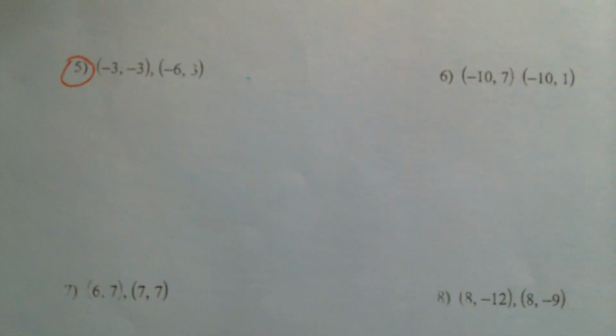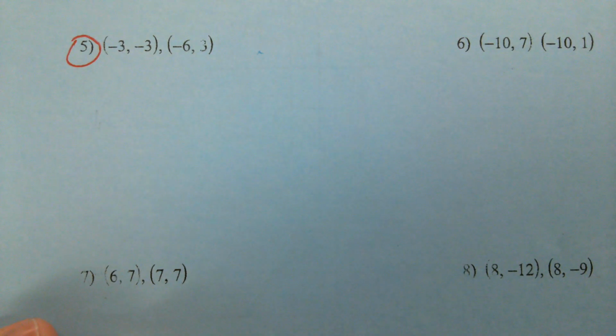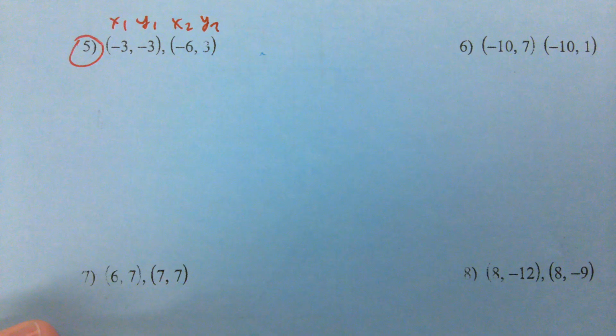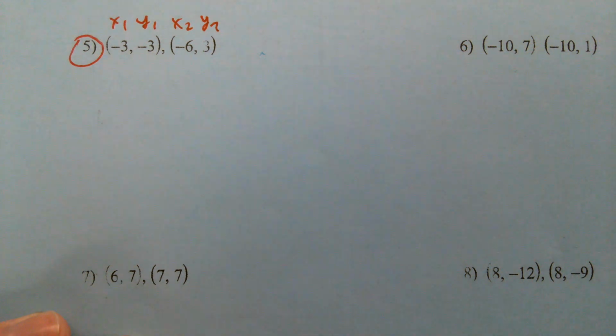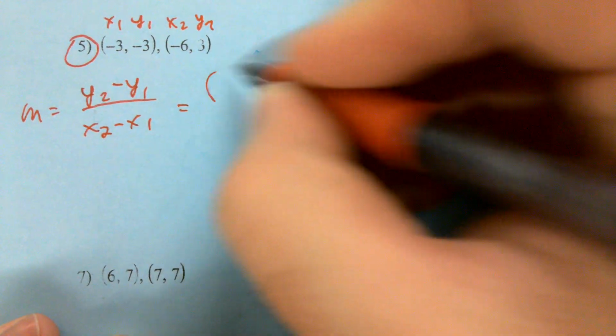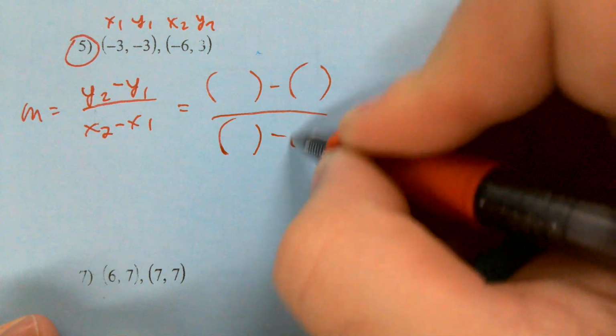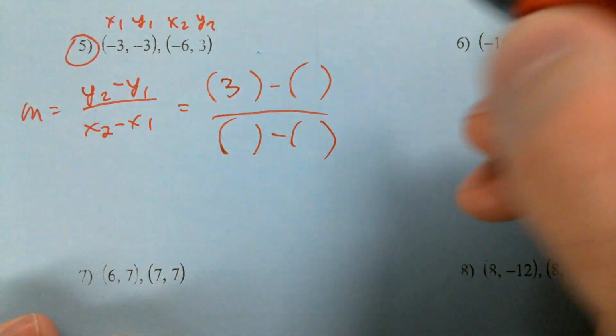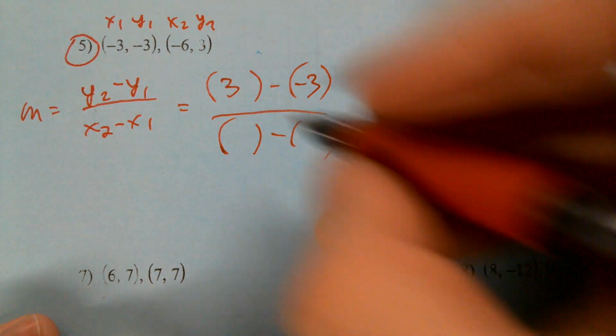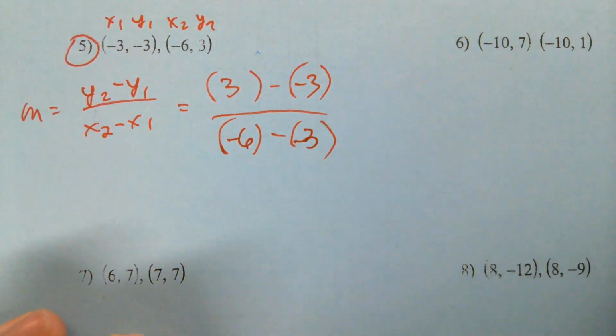Because number 5, as you may have found, does not give us a 0 or undefined slope. It's just a regular slope problem. But the reason why this is included on here is because they're trying to trick you. Let's go ahead and set this up. x1, y1, x2, y2. And I'll explain why this is a somewhat tricky problem. We'll plug it in: y2 minus y1 over x2 minus x1. That's going to give us 3 minus negative 3 over negative 6 minus negative 3.